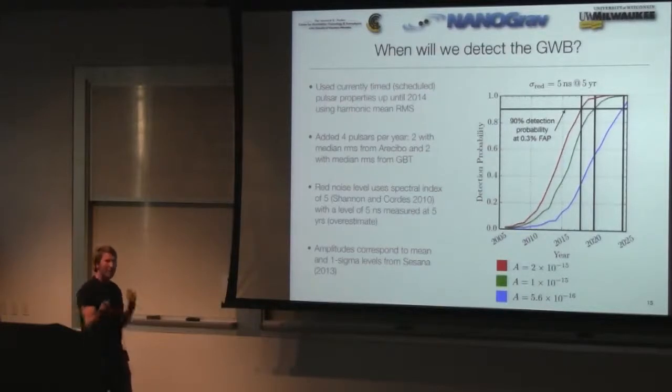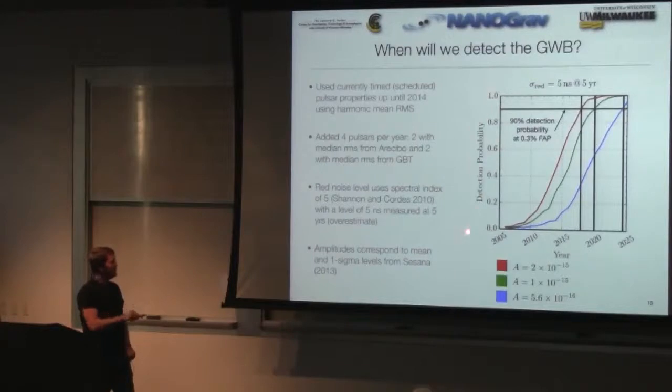And then after that, we add 4 pulsars per year, which is about the average of what we've been doing over the last couple years, 2 with the Green Bank telescope and 2 with Arecibo. And they both have the median noise of the current pulsars that we have. And this median noise is around 300 or so nanoseconds for each pulsar. And so if you do this, and you add these pulsars with time, and you have some injections of different amplitude backgrounds, so here the red is this upper limit that we expected, and the blue is the lower limit.